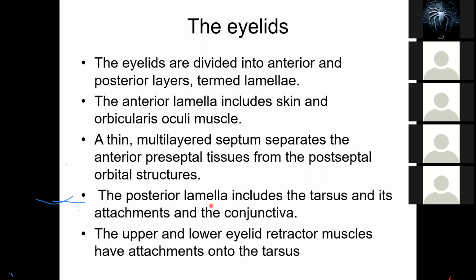Now, a thin multilayered septum separates the anterior preseptal tissues from the post-septal orbital structures. So in between the anterior and the posterior layers of the eyelid, you have a septum that separates them. The posterior lamella, in this case, includes the tarsus and its attachments and the conjunctiva.